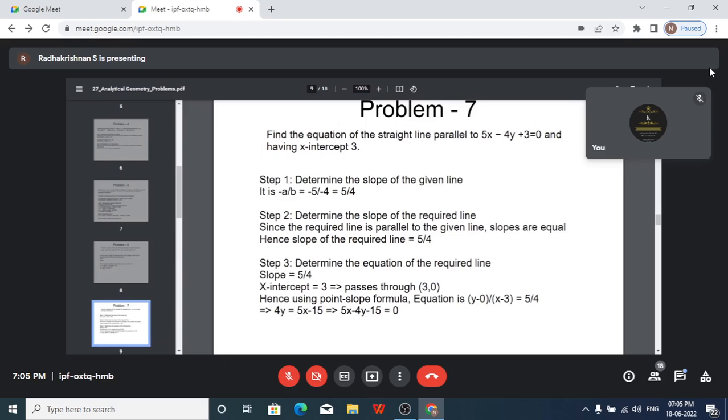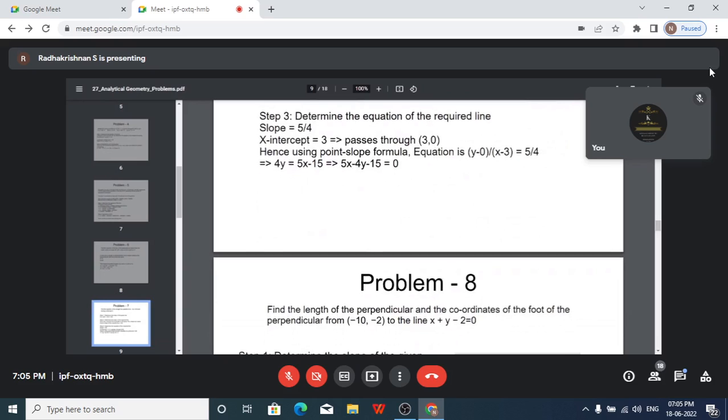Okay. So let's go to the next problem. Find the length of perpendicular and the coordinates of the foot of the perpendicular from (minus 10, minus 2) to the line x plus y minus 2 equal to 0. You have to first draw the graph, then the diagram. What are the steps, and it is easier to determine.